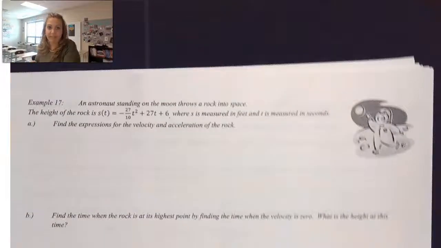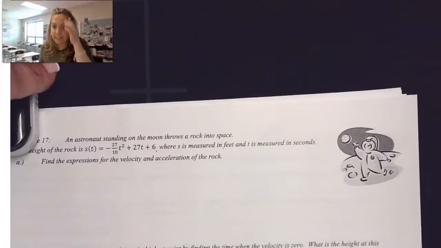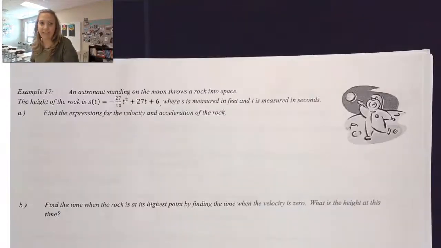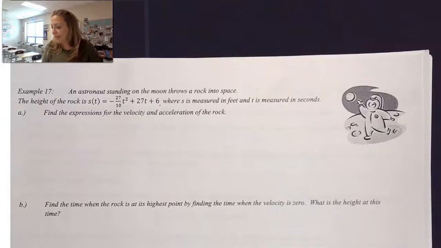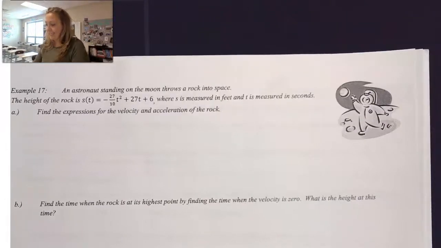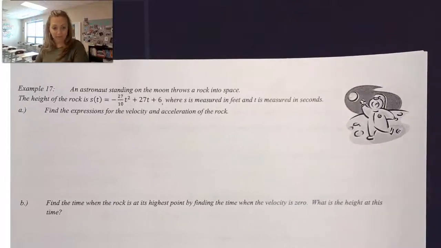So example 17 says an astronaut standing on the moon throws a rock into space. The height of the rock is s of t equals negative 27 over 10 t squared plus 27t plus 6, where s is measured in feet and t is measured in seconds. So let's find expressions for the velocity and the acceleration of the rock.